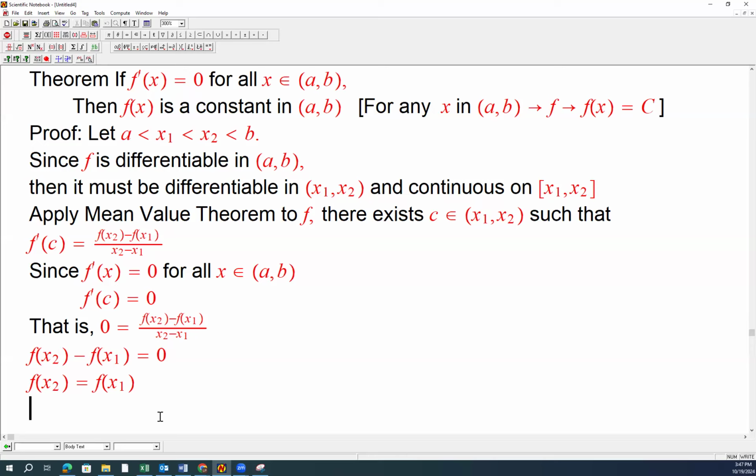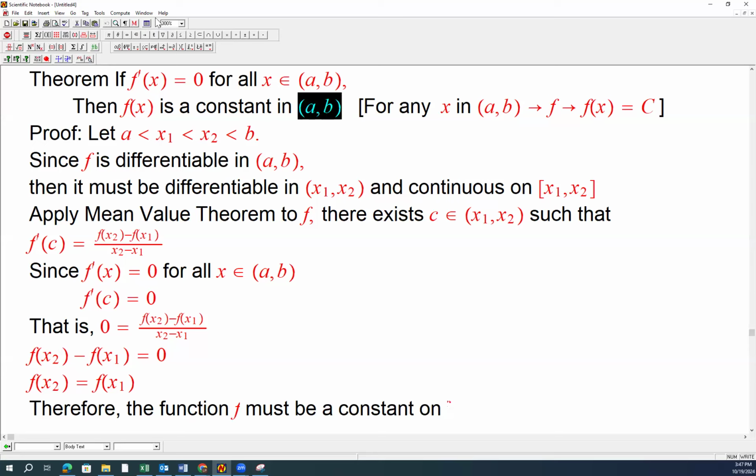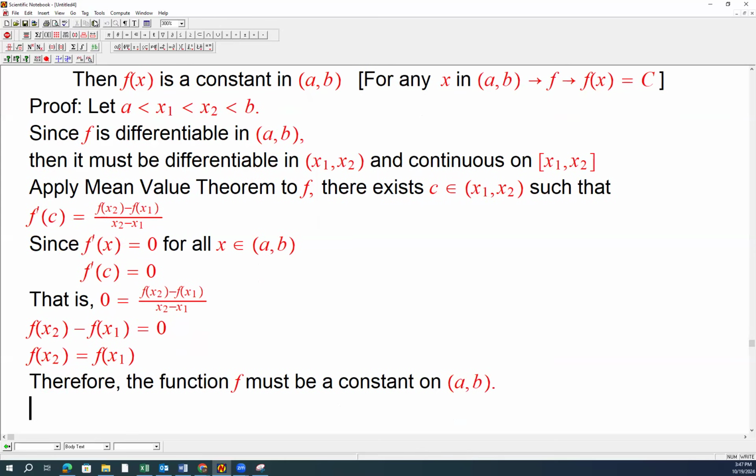Since x1 and x2 are arbitrarily chosen from the interval AB, they have the same function value, and therefore we can say the function f must be a constant on this specific interval AB. So that's the end of the proof.